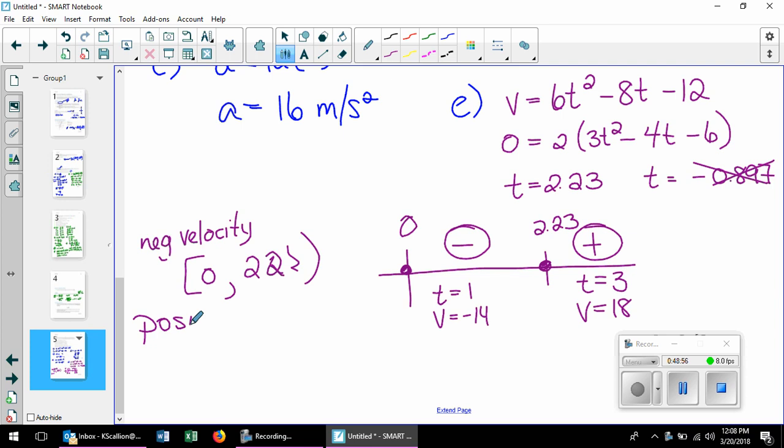Okay, guys, you're just gonna have to listen because this isn't working. Oh, here we go. 2.23 to positive infinity, not inclusive on the 2.23.